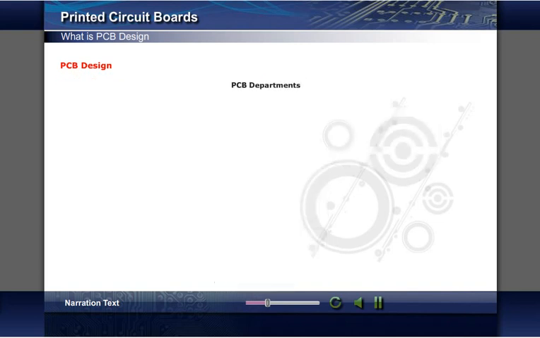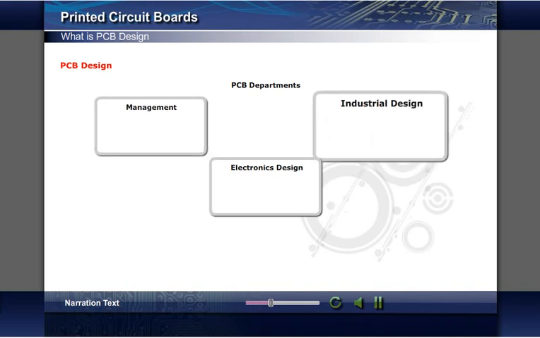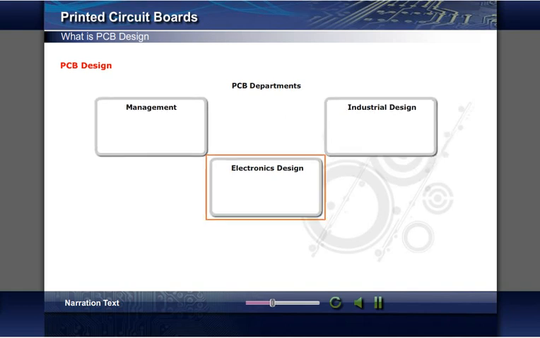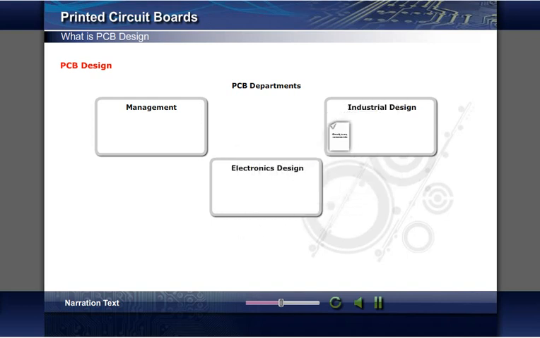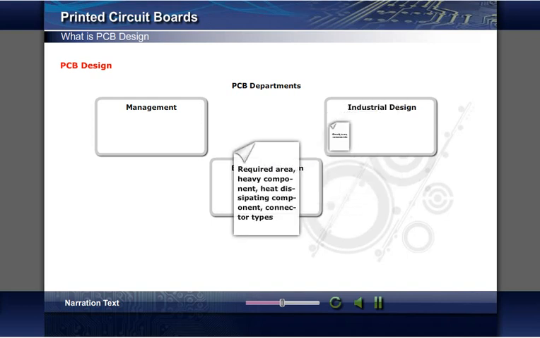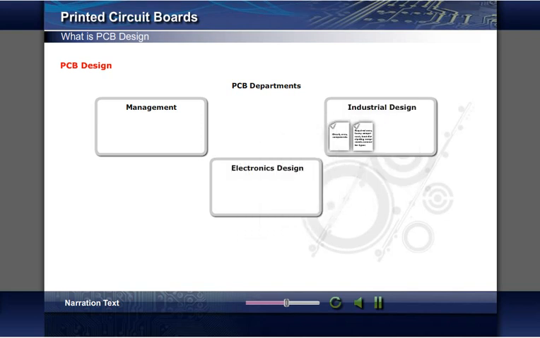PCB design involves coordination among electronics design, management, and industrial design. Generally, the electronics design department is responsible for all PCB-related activities. It coordinates all activities, provides information to others, helping them to take decisions. Electronics design finalizes circuits and gives inputs to industrial design. Inputs about required area, heavy components, heat dissipating components, connector types, and other relevant ones.